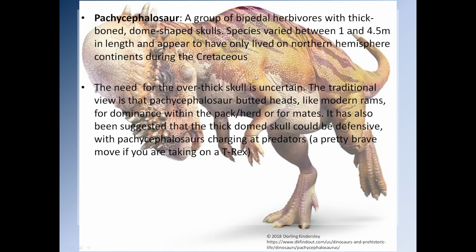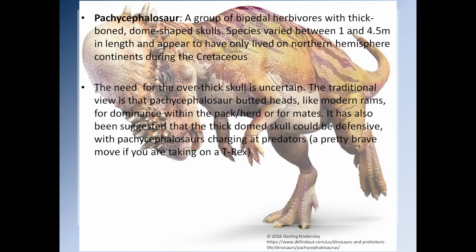So why these dinosaurs had this very thick, overdeveloped skull is actually uncertain. So the traditional view is that the Pachycephalosaur males would probably butt heads a bit like modern rams, probably in an attempt to gain dominance within a pack or a herd, and that would most likely have been for mating rights. It's also been suggested that the thick domed skull could be some kind of defensive mechanism, and it could have allowed them to essentially charge predators that were threatening them, or maybe the herd as a whole.